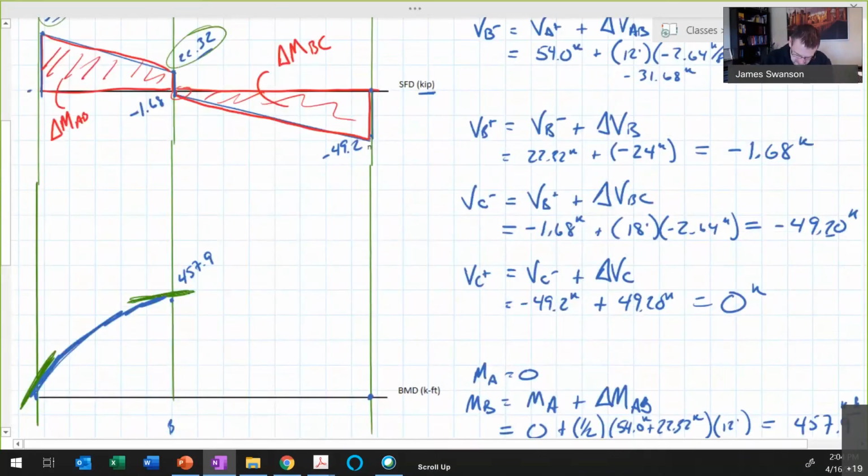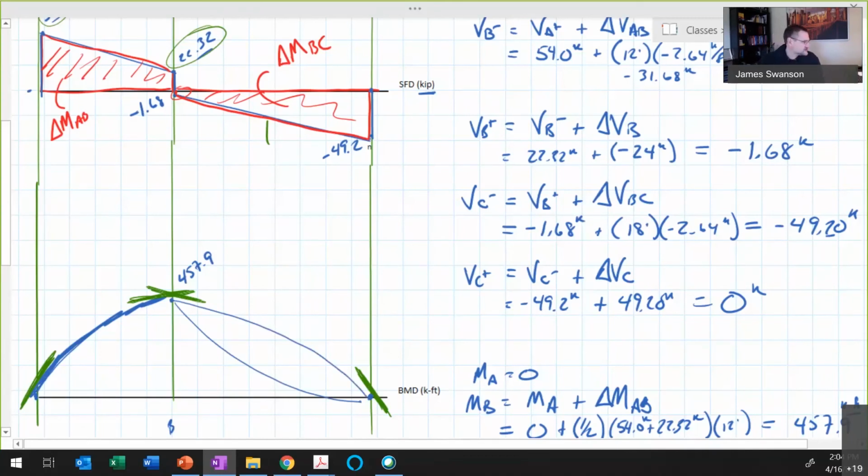Okay, the slope of this curve at the left end is equal to minus 1.68. So the slope is like that there. Over here at the right, it's equal to minus 49. So the slope at that point is like that. We integrate this, which is a first order curve, and we get to the bending moment, which is a second order curve. So we have a bending moment diagram that is parabolic. It either looks like that or looks like that.